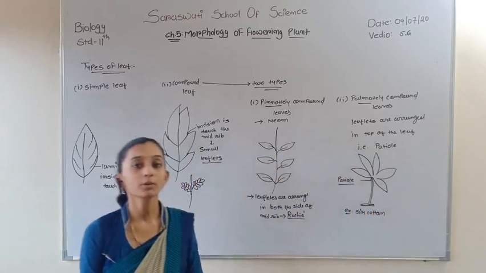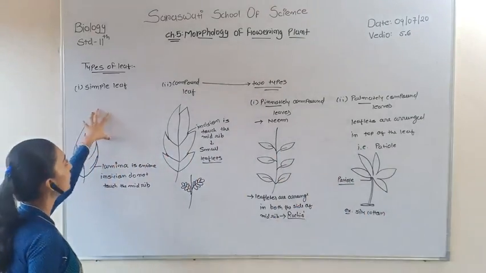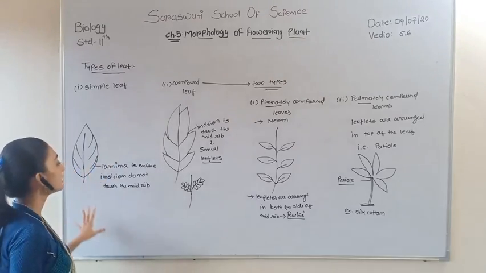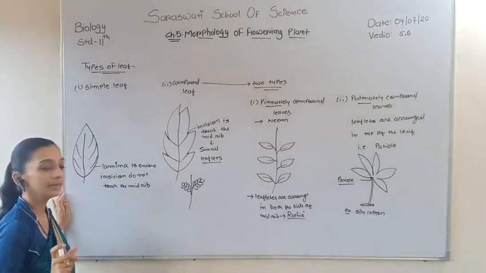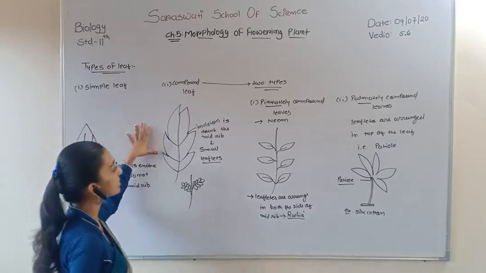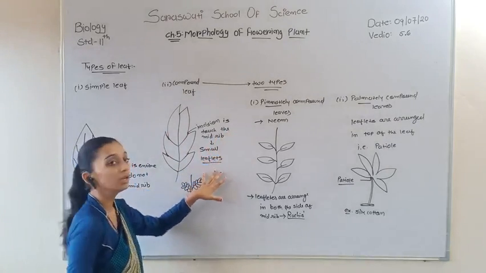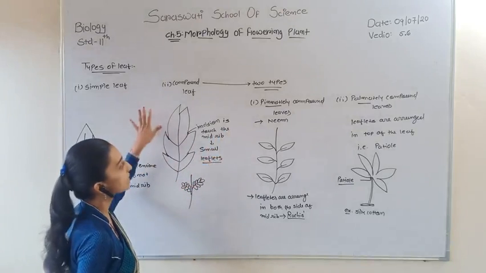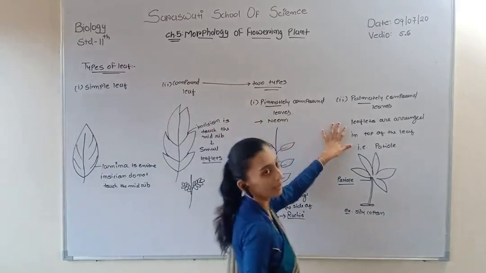So here we have to study types of leaves: two types of leaves, simple leaves and compound leaves. If the incision does not reach the midrib and the whole lamina is entire, this is known as a simple leaf. If the incision touches the midrib, the lamina is divided into small leaflets and it is known as a compound leaf.